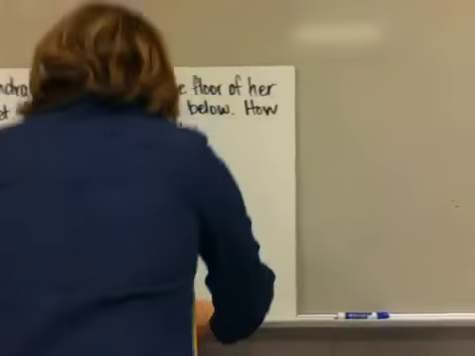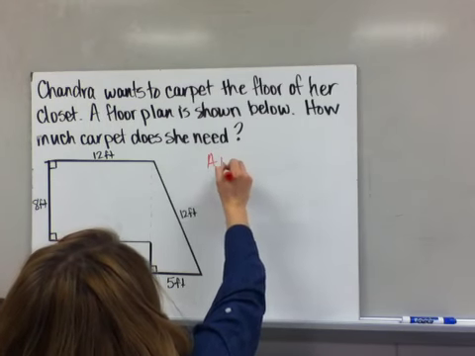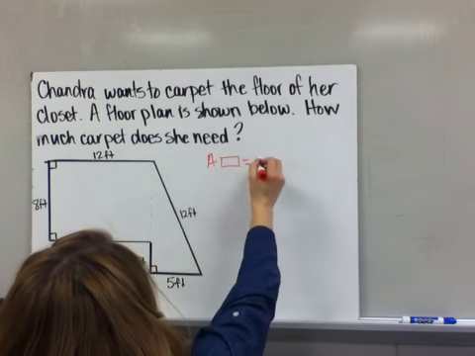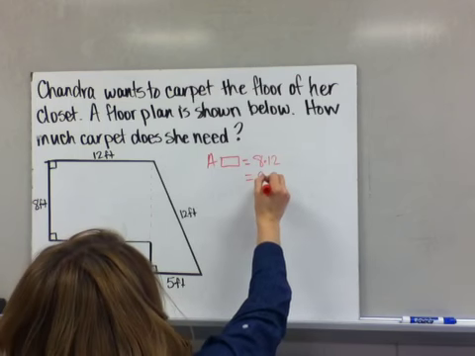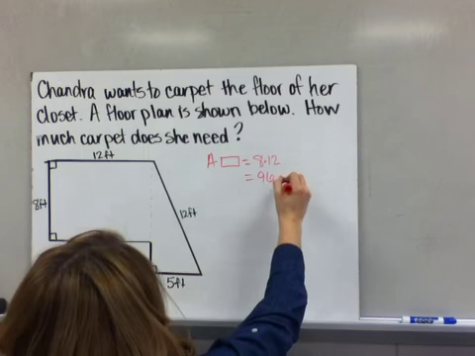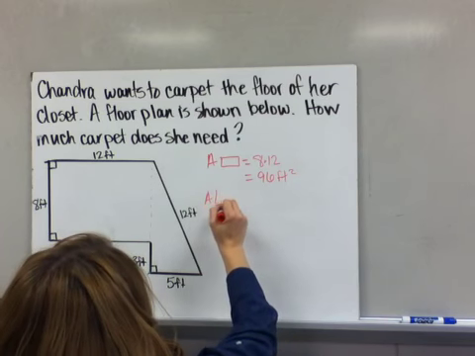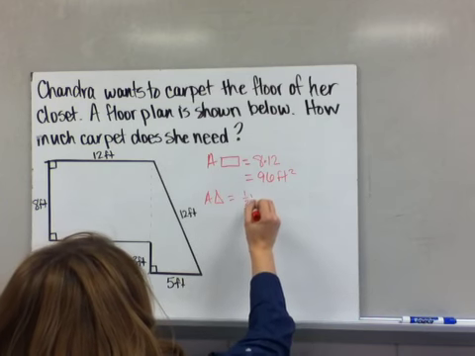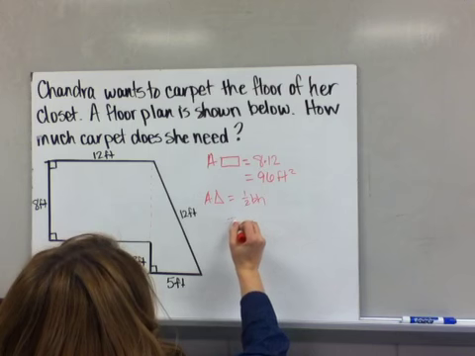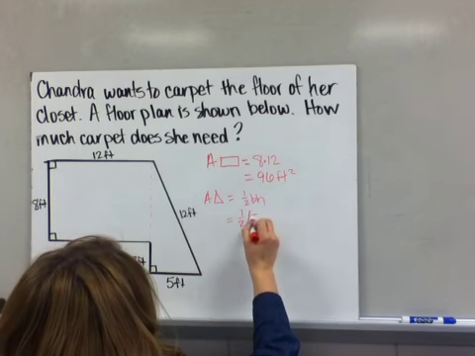Step two. Let's start with the area of the rectangle. It is 8 by 12, and 8 times 12 is 96. That would be feet squared. And then we'll find the area of the triangle. The area of a triangle is 1/2 base times height. So 1/2 times the base, which is 5.